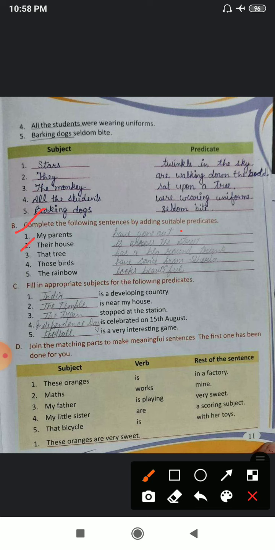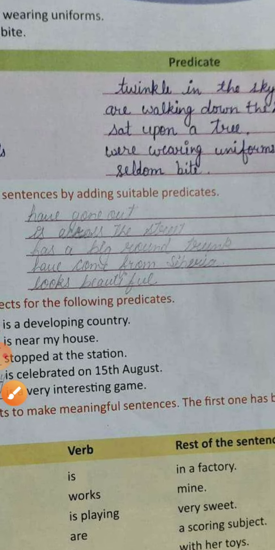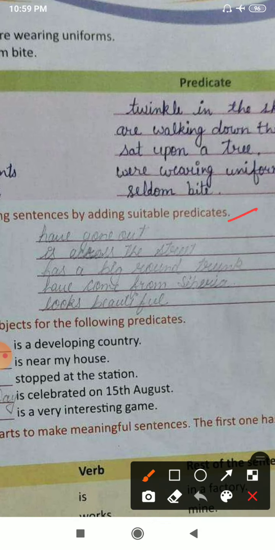Number 2, their house is across the street. Number 3, the tree has a big round trunk. Number 4, those birds have come from Siberia. Number 5, the rainbow looks beautiful. Okay, these answers you all have to write down in your book.